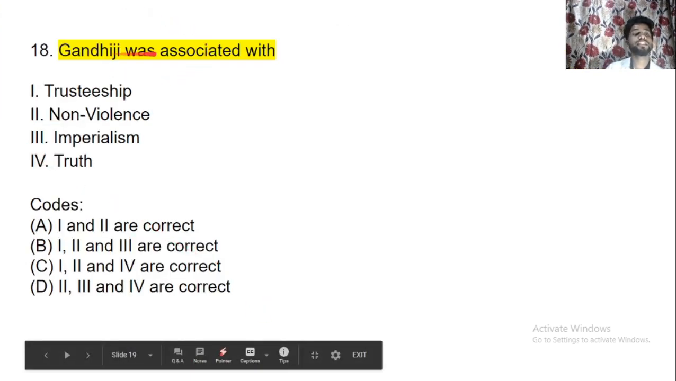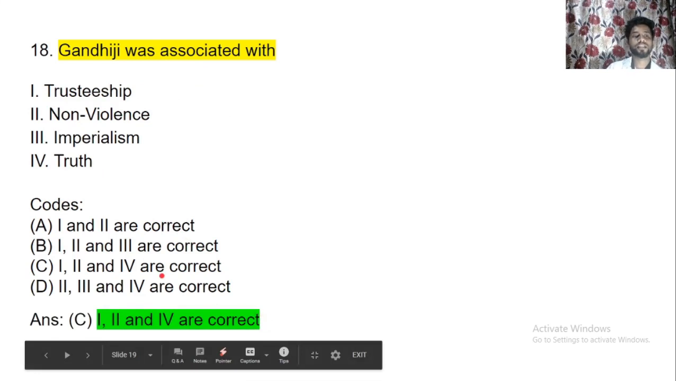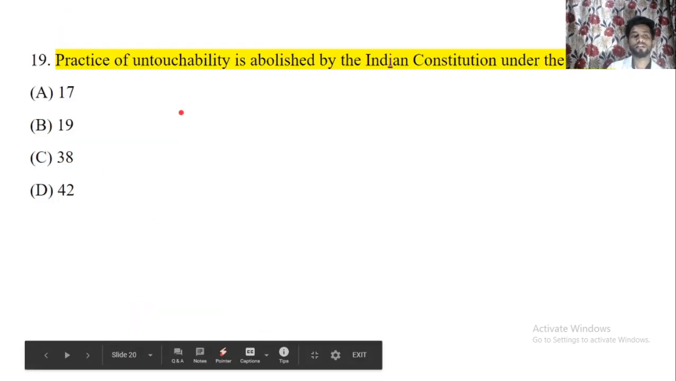Now, Gandhiji was associated with trusteeship, non-violence, and truth. These are the three mantras of Gandhiji. So he was associated with these three. So this will be your answer. The correct sequence is 1, 2 and 4.